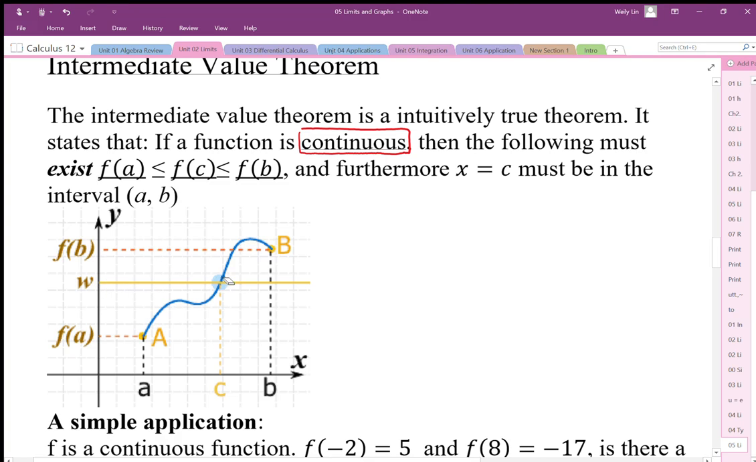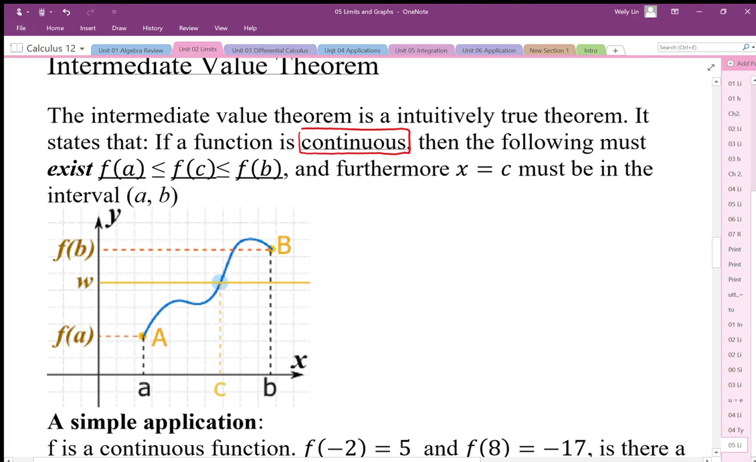And not only that, we know that this point W exists in between A and B. Okay? So we know that C must be in the interval between A and B. So f of C is inside here. We also know that it must be above the lower bound and below the upper bound.